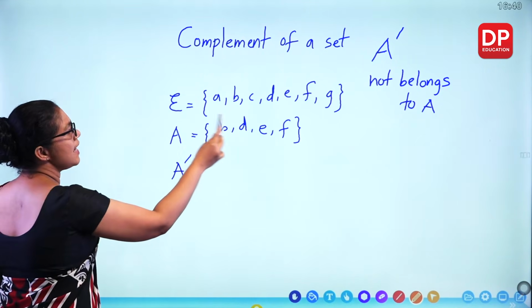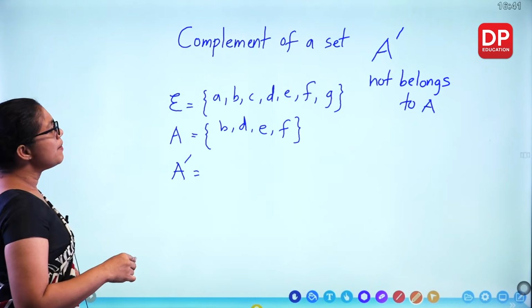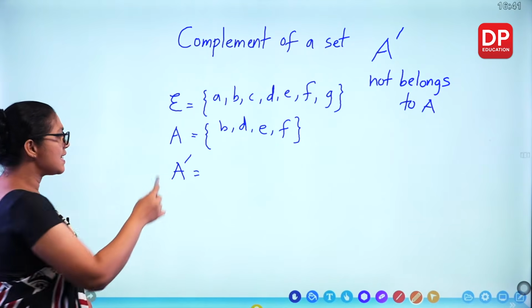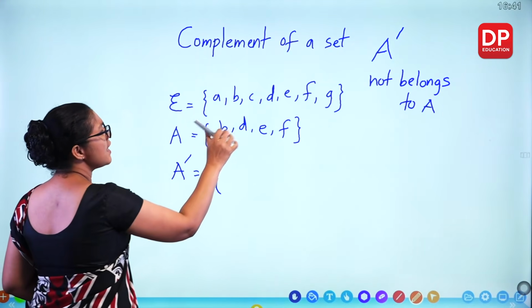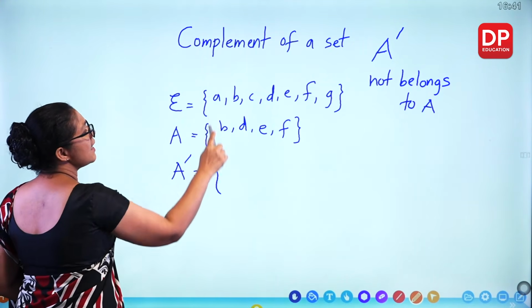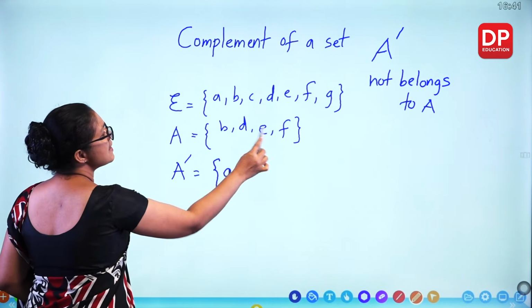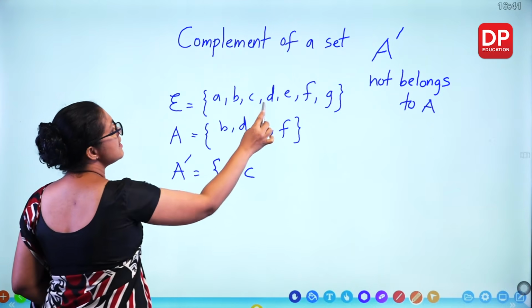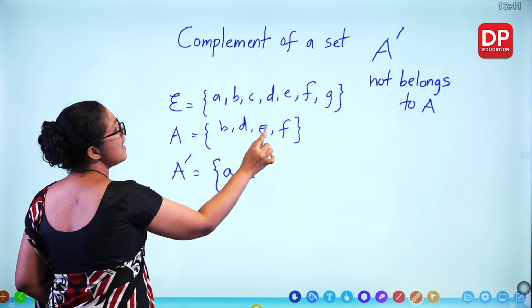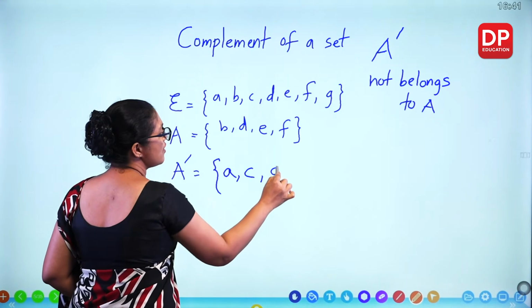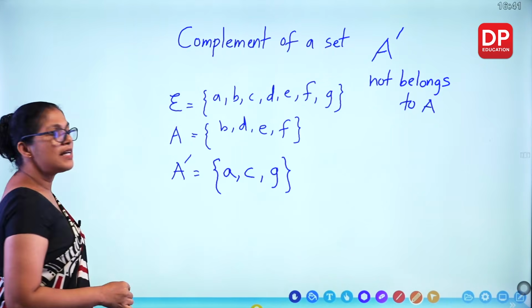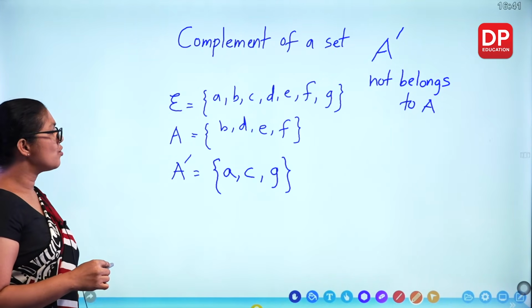Universal set is given A to G. A is given B, D, E, F. So what is A dash? Everything not in A. Simple, A is not there. So you have to write B, C is not there. D is there. E, F. Then G is not there. So here those are the three elements not belongs to A.